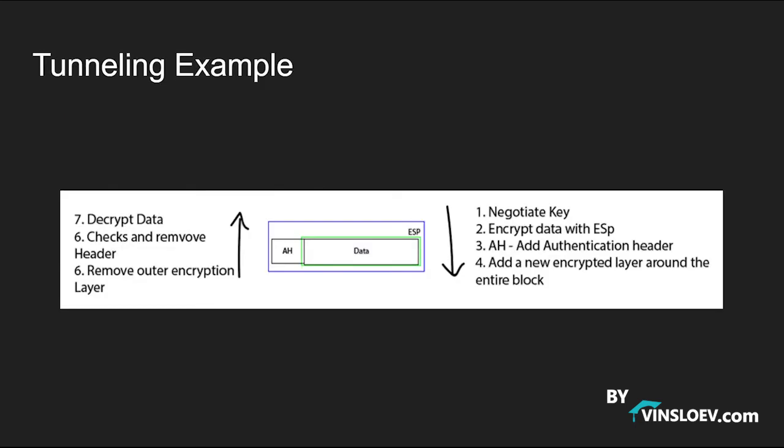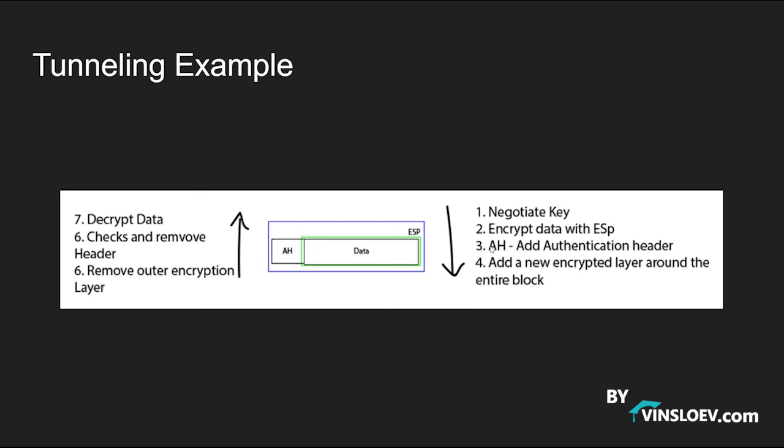So let's see how this works. The first thing that we have is the part 1. We need to negotiate a shared secret or key before we can start doing this, such that we have an understanding of what is used to encrypt and what is needed to decrypt. Once that is in place, we can encrypt the data with ESP. So for example, we have a package right here with the black square. We have data. Then we will encrypt it with this green layer right here. So now this entire data block is encrypted.